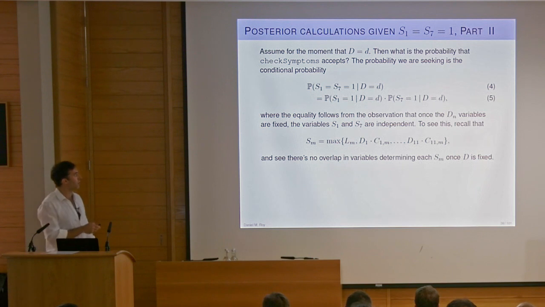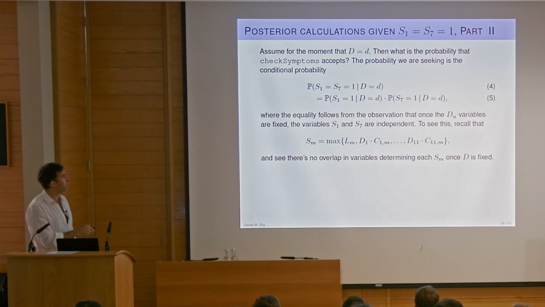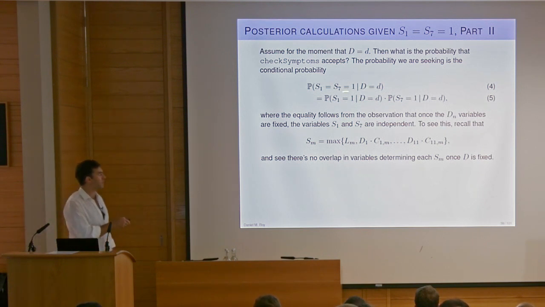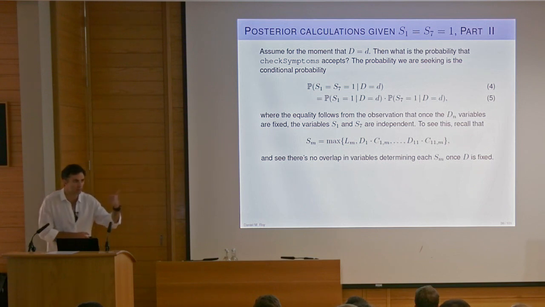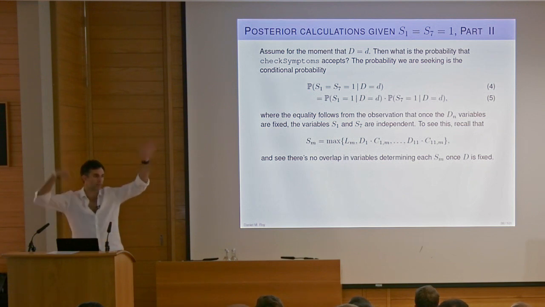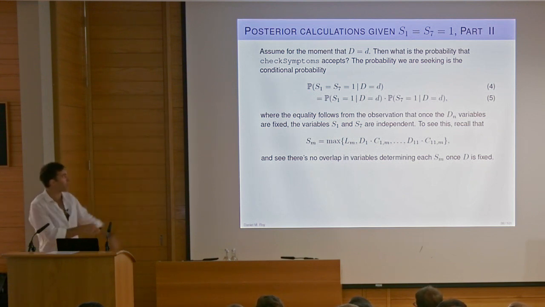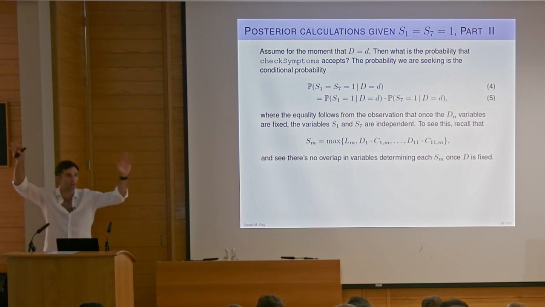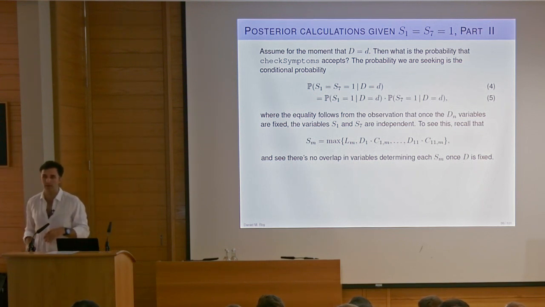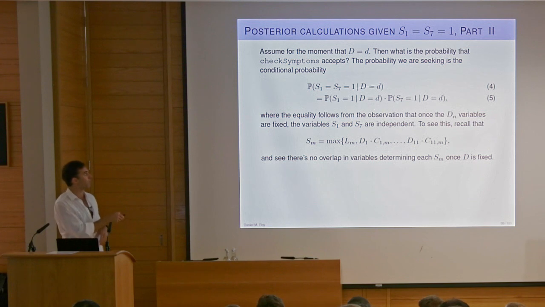All right, so again, let's fix some collection of diseases. What's the probability that check sentence is going to accept? The first thing you notice is that once I fix those diseases, whether these symptoms accept or not is totally independent. This depended on a spontaneous probability for symptom one, which was totally independent of the spontaneous probability for symptom seven. And all these causes were totally independent, because whether something causes symptom one was totally independent of whether some particular disease was going to cause symptom seven. So these two probabilities factorize, and we'll return to that later.